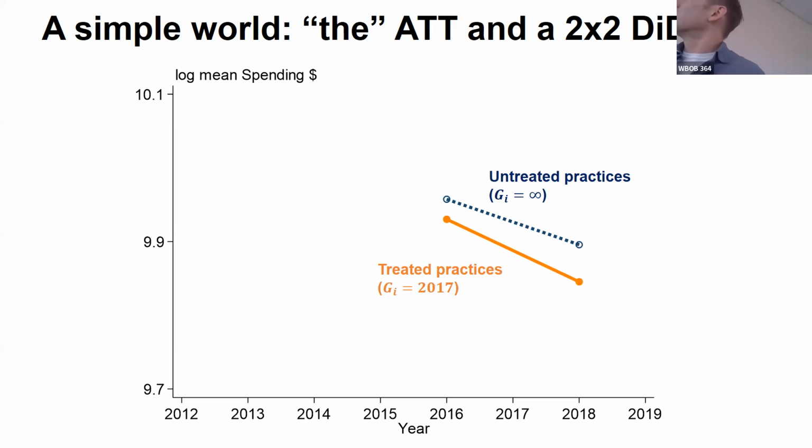And so let's imagine that the world consisted of physician practices that adopted this bundled payment program in 2017, and then physician practices that did not do that. And that our data consisted of spending for these knee and hip replacements in 2016, so prior to the adoption, and then also another observation in 2018. So these four dots are the data points.